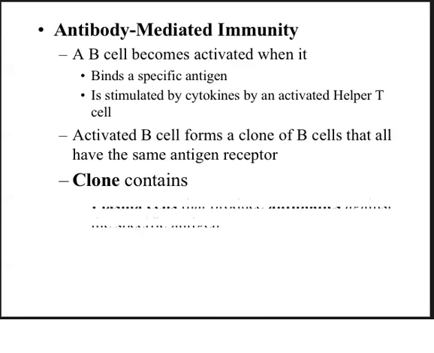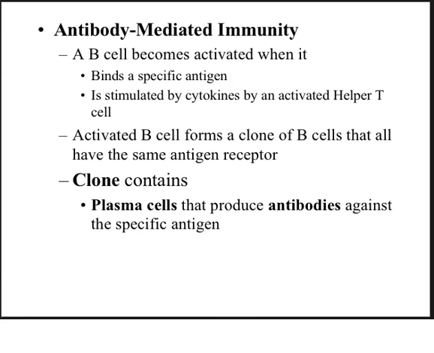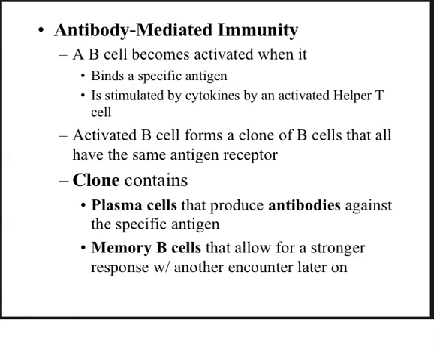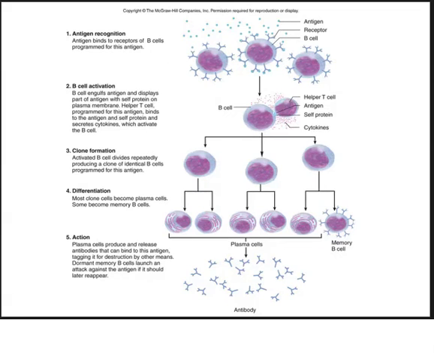The clone contains plasma cells that produce antibodies against the specific antigen, while the memory B cells again remain with the individual for decades in the event that same pathogen is encountered again. And so what you're looking at here is just a cartoon showing you the setup.